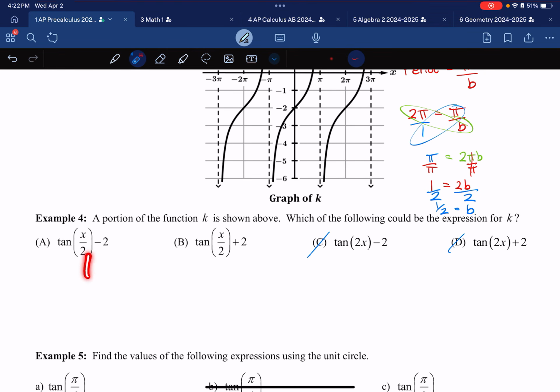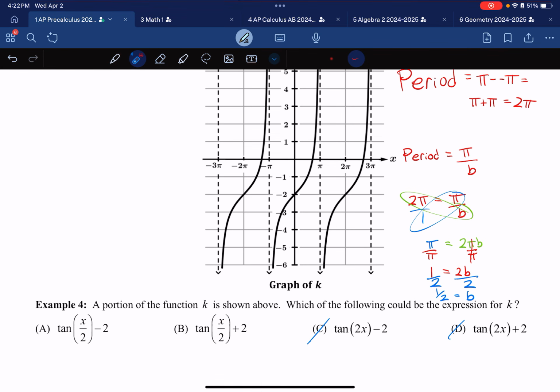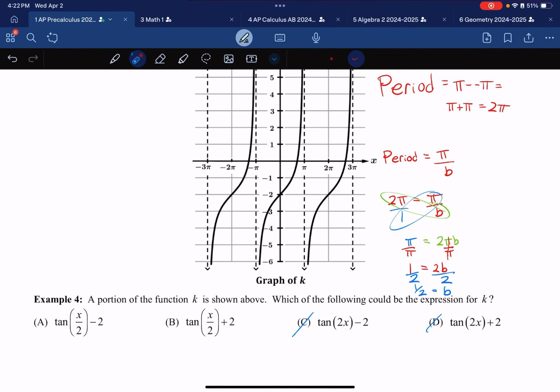So what's the difference between A and B? They both have a tangent. They both have an x over 2. The only difference is, what is the midline? Well, the midline down here, where does it cross the halfway point? Right about here, which is a -2. Therefore, I want a -2. You don't have to do opposites when you're on the outside. You do opposites when you're on the inside. So the correct answer here is just A.